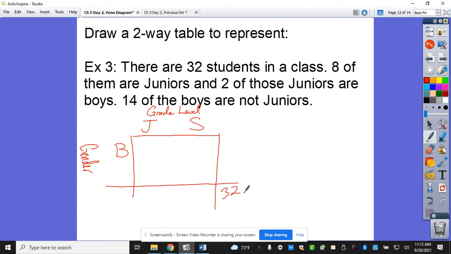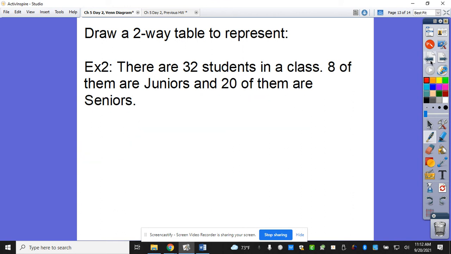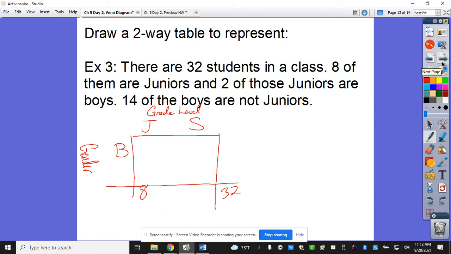How many seniors are there? How many juniors are there? How many seniors are there? Just say that. Let me fill this out then. So, okay, how many boy juniors are there? How many boys are not a junior?